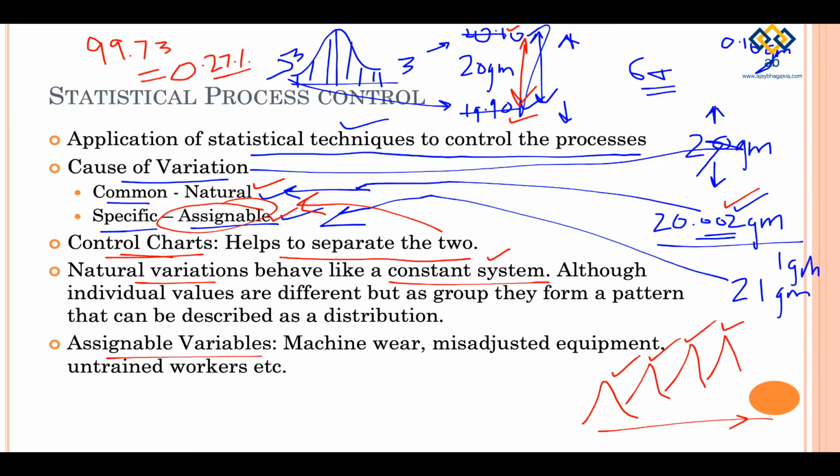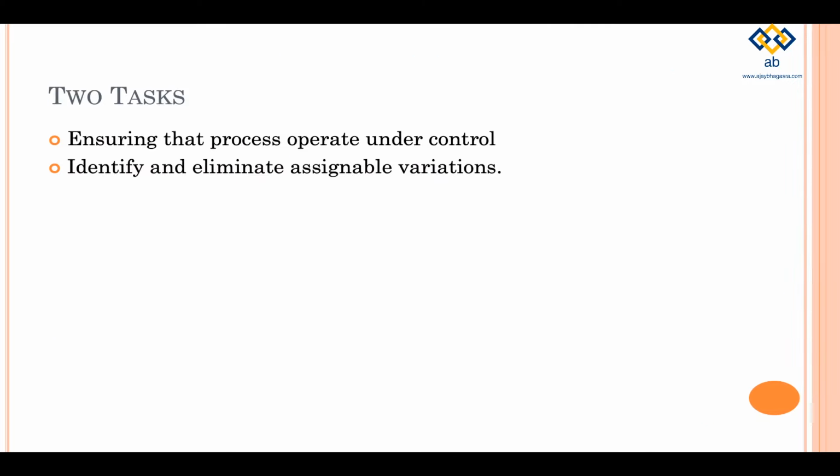To make sense of this, we have to do 2 tasks. First, we need to ensure that the process is operating under control. Second, if there are any assignable variations, we need to eliminate them. So if it is because of the machine, we need to check it and control it. If it is because of something else, because it is assignable, we can assign it to something, so we can also control it, right?